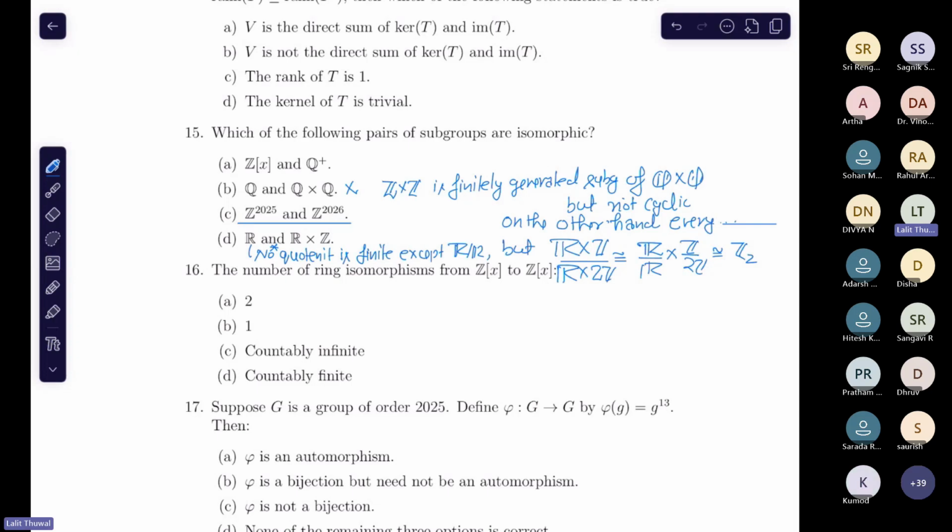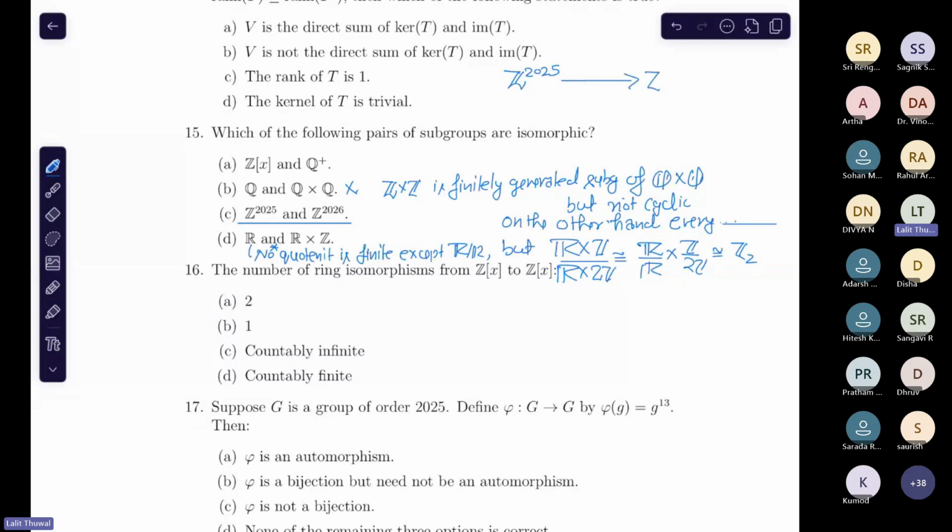So see, let me tell you something interesting. I cannot say right here that this is a module of rank 2025 and this is 2026, so they should not be isomorphic, because most of you don't know about modules. Without knowing about modules, you can do that. So see, how do you do that?